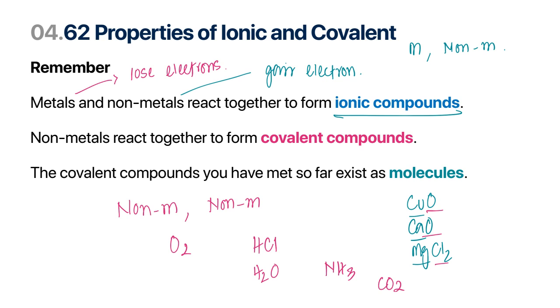Okay, the covalent compounds you have met so far exist as molecules. So whatever we've done, we've talked about molecules, and what really is a molecule is different elements bonded together covalently to form a molecule. I think I mixed that up. What really is a compound is a molecule of different elements covalently bonded together, right? And this definition doesn't highlight the confusion.